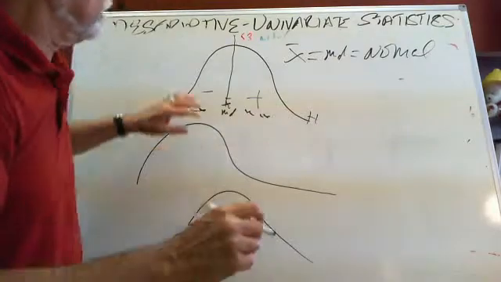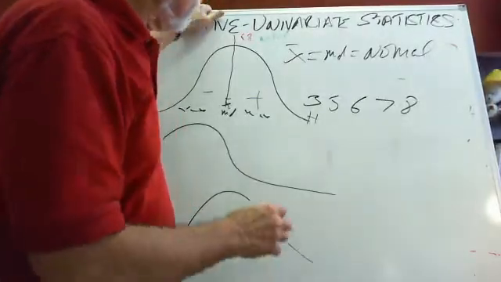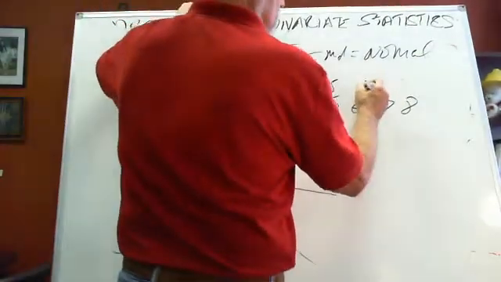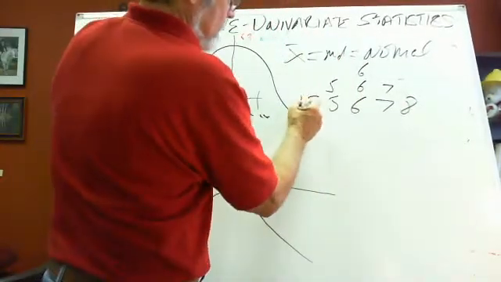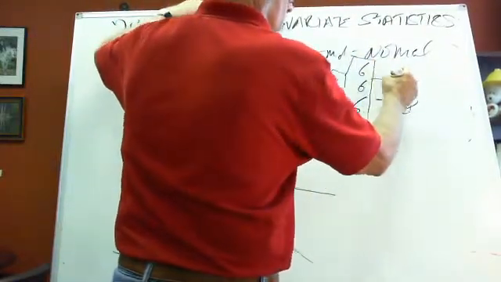Let me point something out to you real quick. All right, so we've got 3, 5, 6, 7, 8. I want you to keep in mind where these shapes come from. If we had 2 5s, so that we had a histogram that looks like this.